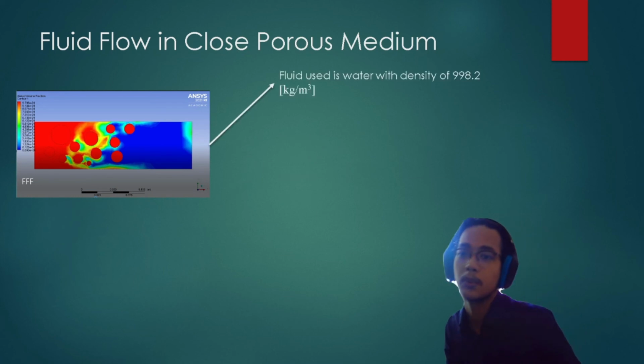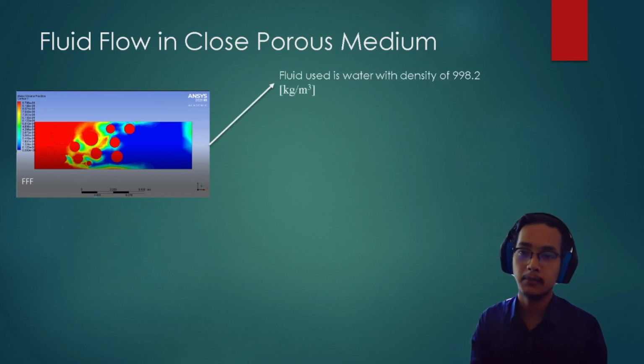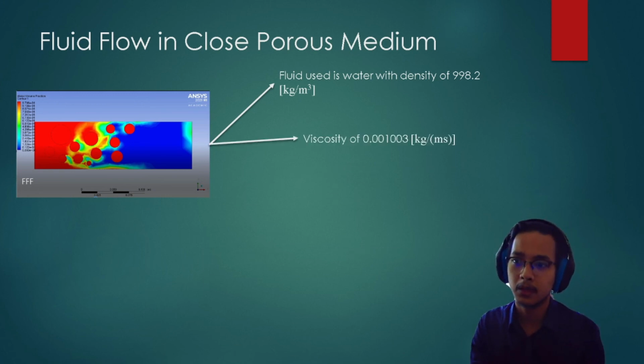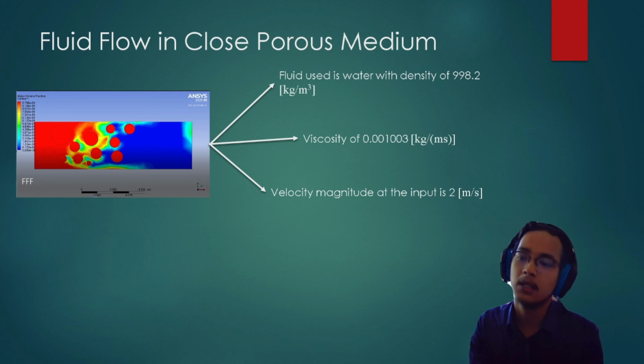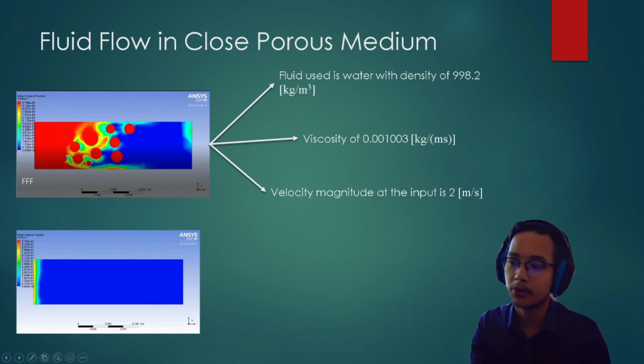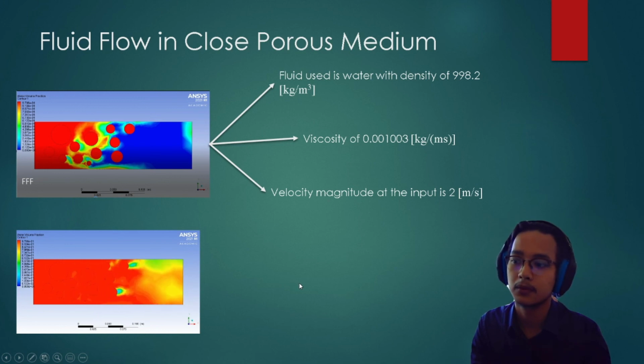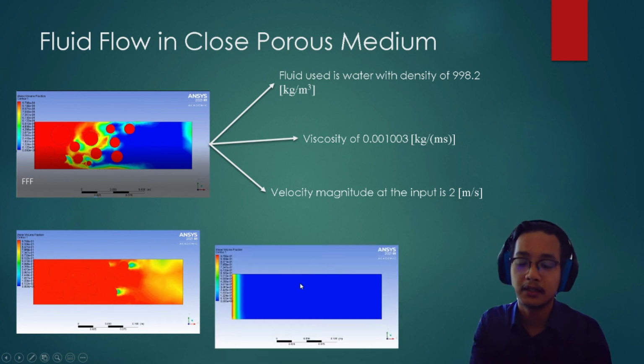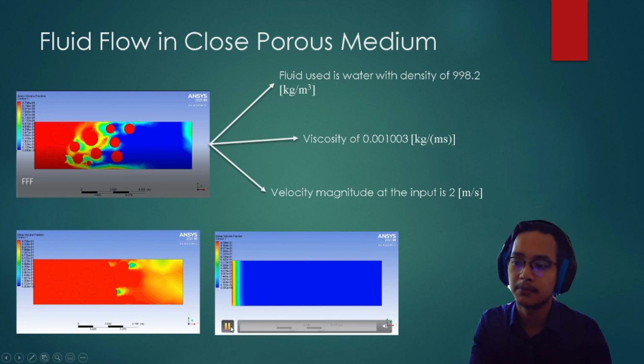Fluid flow in closed porous medium. The fluid used is water with a density of 998.2 kg per meter cubed. And the viscosity of water is 0.001003 kg per meter second. And the velocity magnitude at the input is 2 meters per second. Now we will see a simulation video on water flow through a porous medium and also water flow through a non-porous medium. The first video is water flow through porous medium. Second video is water flow through non-porous medium.